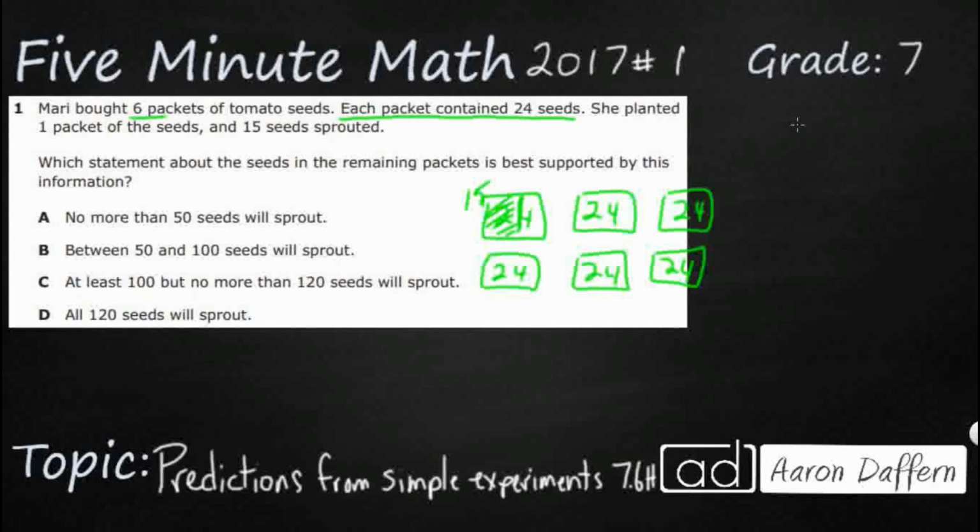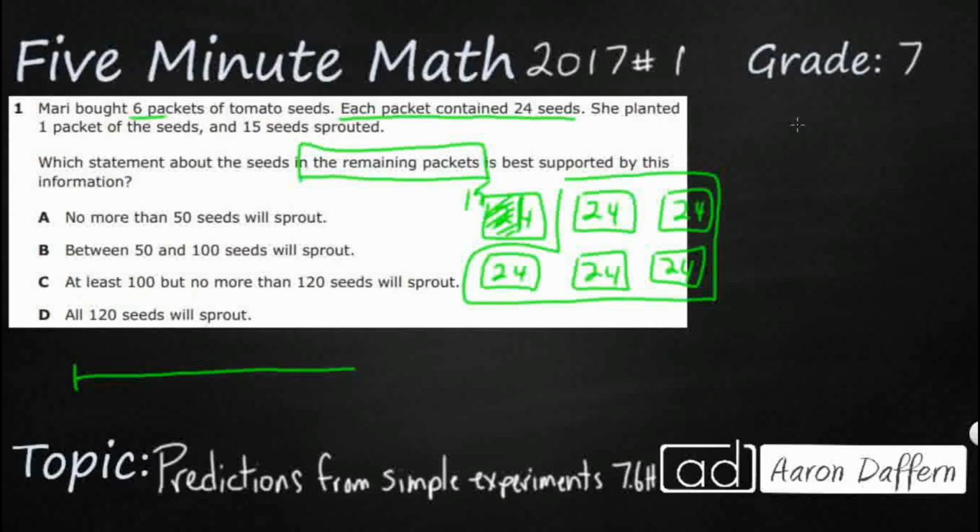So we need to find a statement about the seeds in the remaining packets. All right, so the remaining packets, these 5 right here, these unopened, we already know about that first one, is best supported by this information. And take a look, it looks like we've got a range here, so no more than 50. So I'm going to put this on a number line here to help us visualize this. So we've got 0, and it looks like we've got 120, right? So D is all 120 are going to sprout.